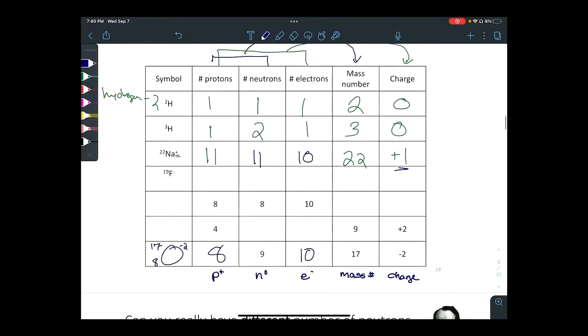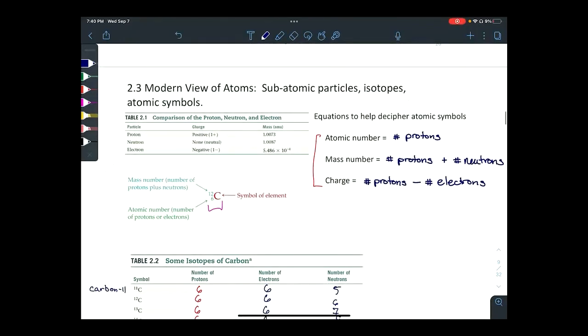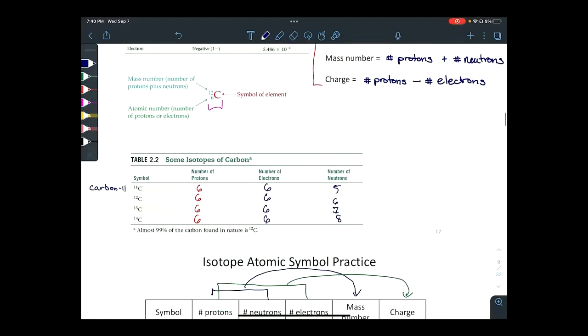So feel good about those tables? Okay. If you just memorize these 3 equations, you'll always be right, and how all of those subatomic particles relate to one another.